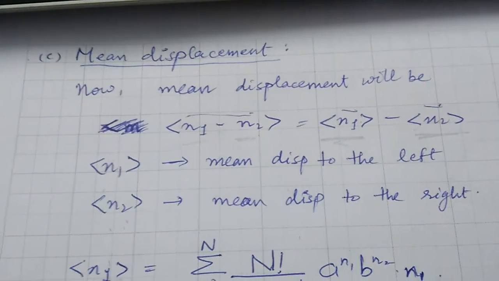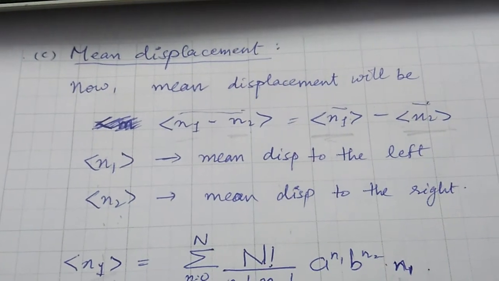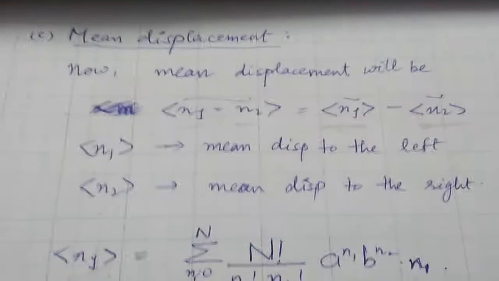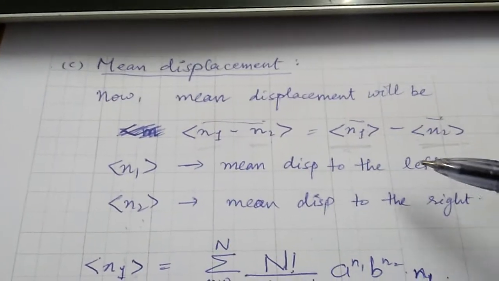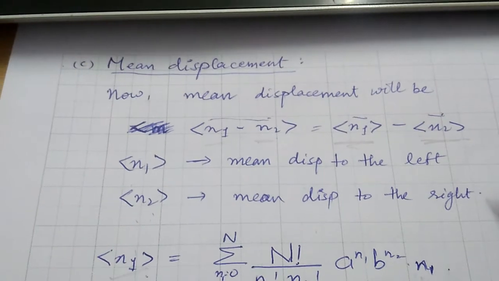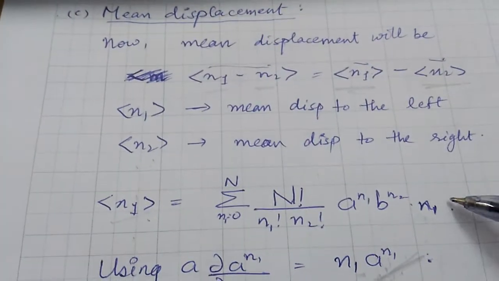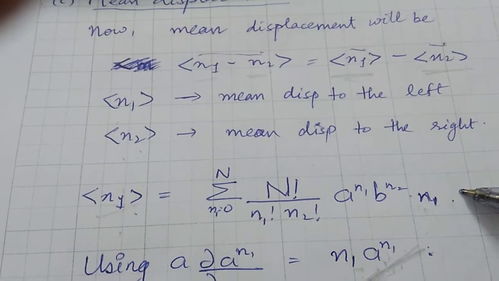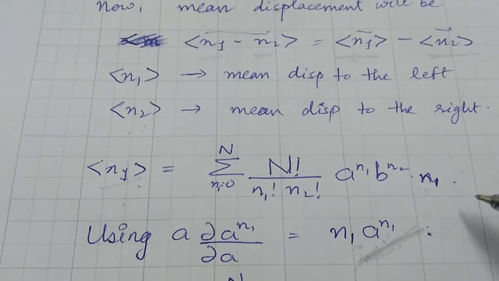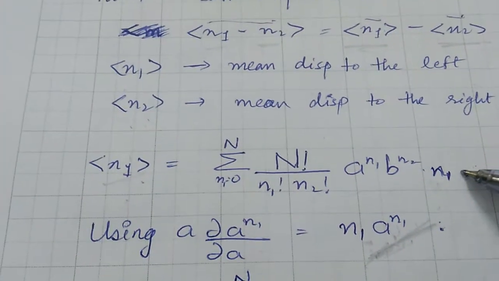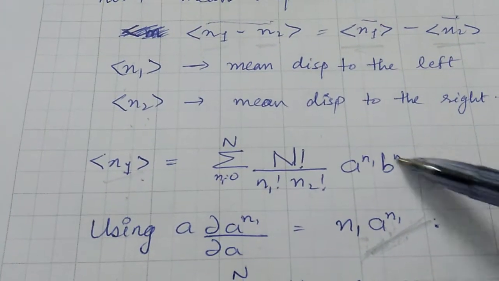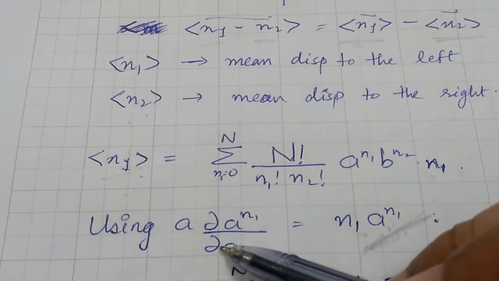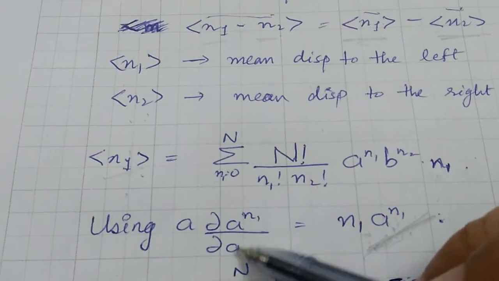Now let's look at the mean displacement. Mean displacement will be the average of n1 minus n2, which is n1 average minus n2 average, where n1 is the mean displacement to the left and n2 is the mean displacement to the right. Let's find the average of n1, which is calculated in this way. Now observe that n1 times A raised to n1 could be written as A times del A raised to n1 by del A.